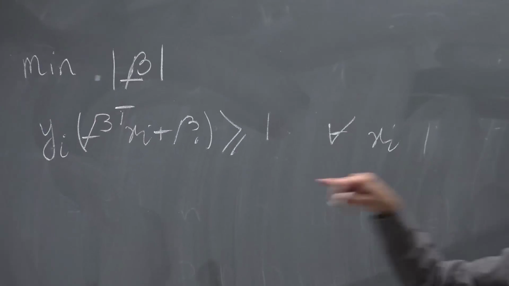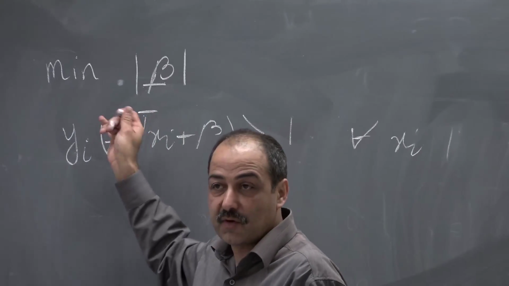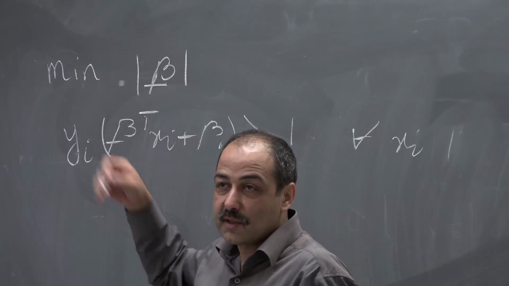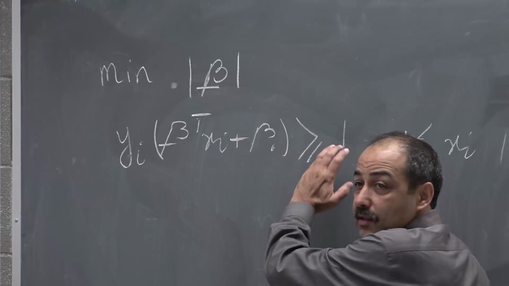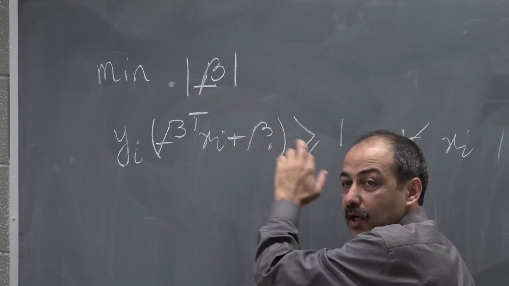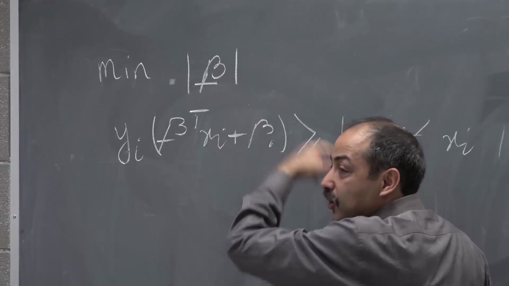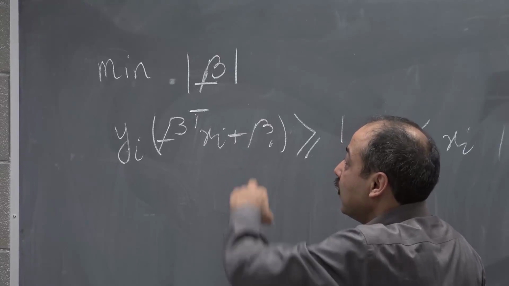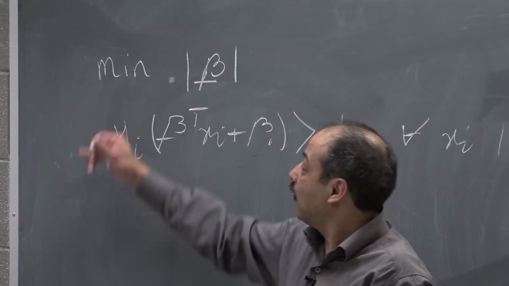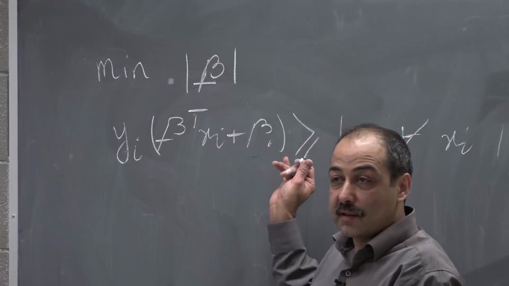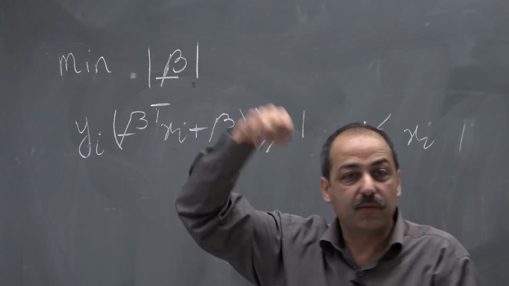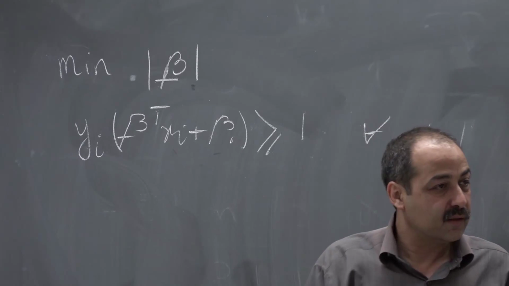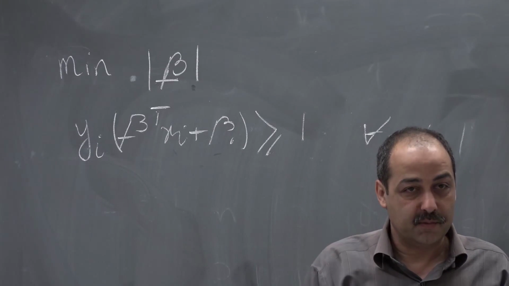So I have to make sure that this condition is satisfied, because we rescale beta such that the distance of the closest point to the hyperplane is 1. I have to make sure that this condition is satisfied. And among all hyperplanes that can satisfy this condition, I'm looking for the one which has minimum norm beta. That's my optimization problem.